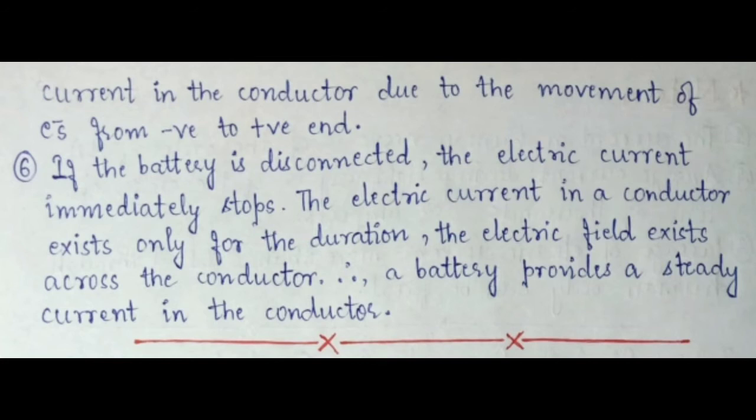So a battery always provides a steady current in a conductor, and when we disconnect the battery, the electric current immediately stops. So this is all about this topic. I think this topic is also very simple. If you have any doubts, you can directly contact me. So this is all about topic number 3.3, that is electric currents in conductors.